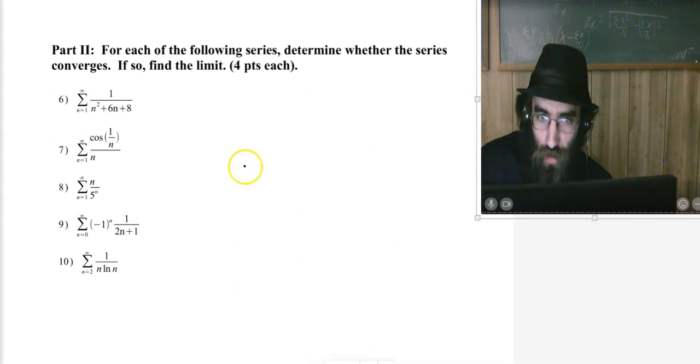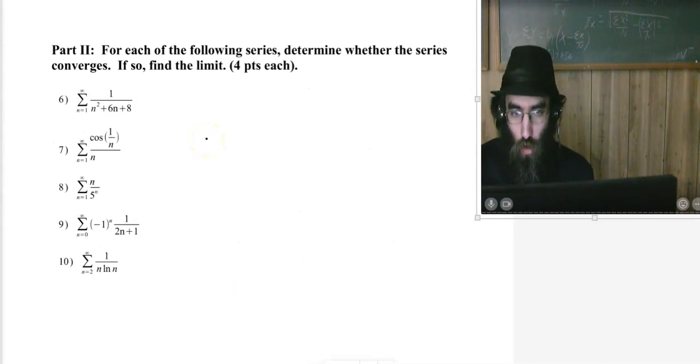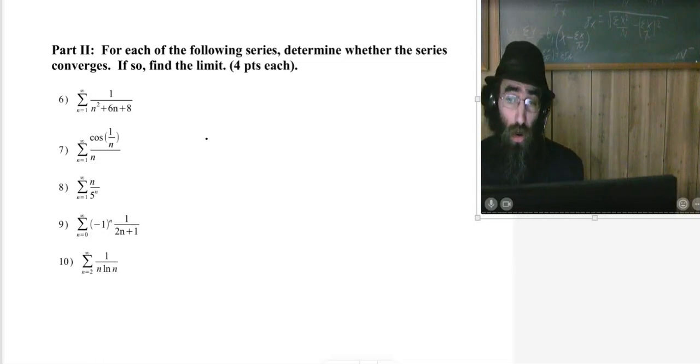All right, number 7. Cosine of 1 over n, over n. So here you have to think about how cosine of 1 over n behaves for large n. You're taking cosine of pretty much 0. Cosine of 0 is 1.